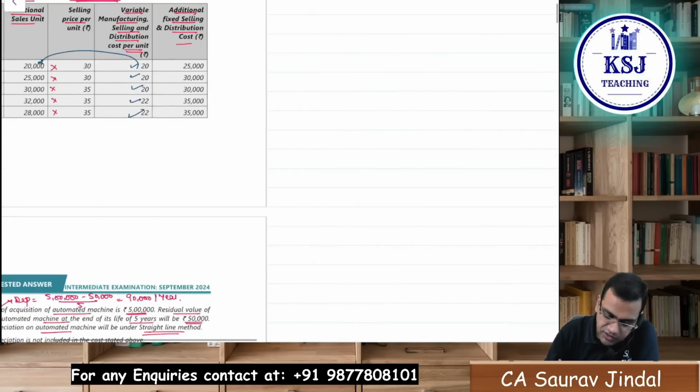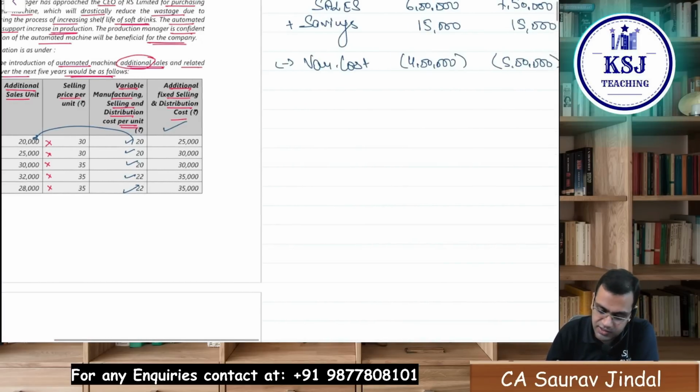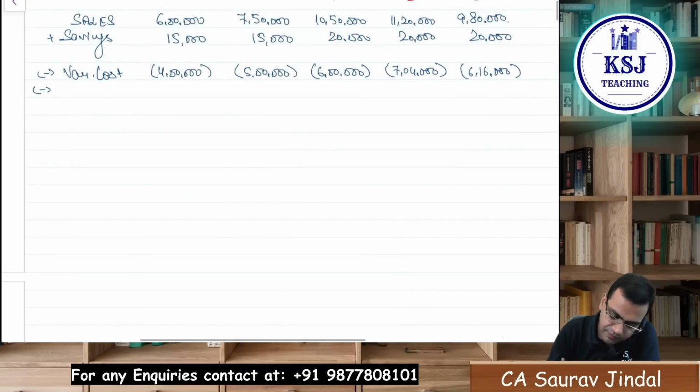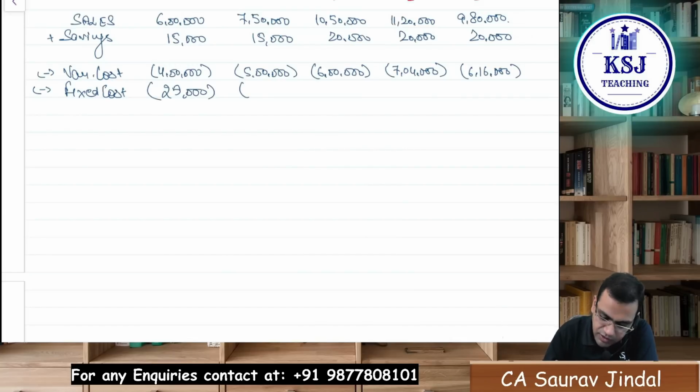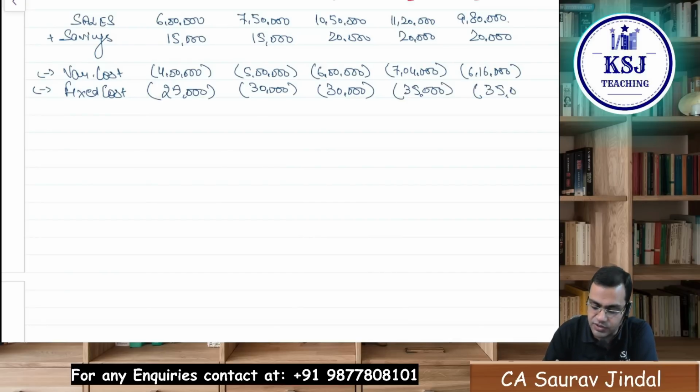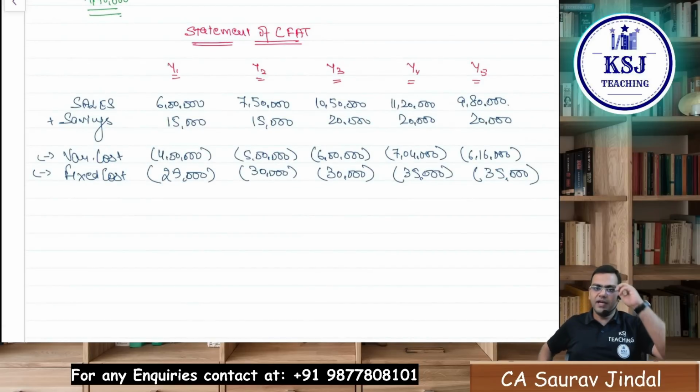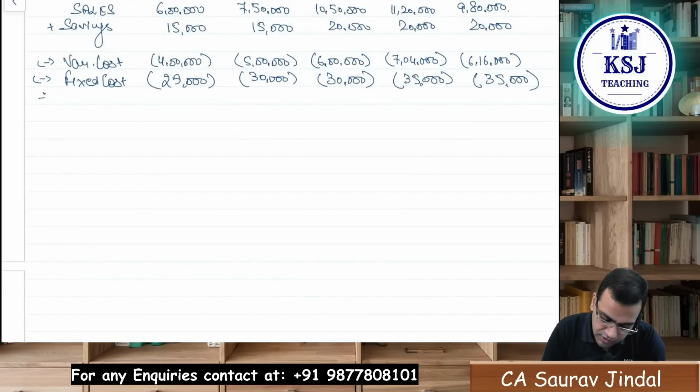Now next is the fixed cost, also given, the incremental fixed cost. Yes, sir. We will subtract fixed cost also. Minus fixed cost. Fixed cost of how much? 25,000. Given in the question only, sir. Then we have 30,000. Next we have 30,000. In the fourth year it is 35,000. Fifth year again we have 35,000. Anything else to be taken in the statement of CFAT? Any other expenditure? Yes, sir. Depreciation is to be subtracted. Oh, sir. Depreciation is to be subtracted. That is 90,000.